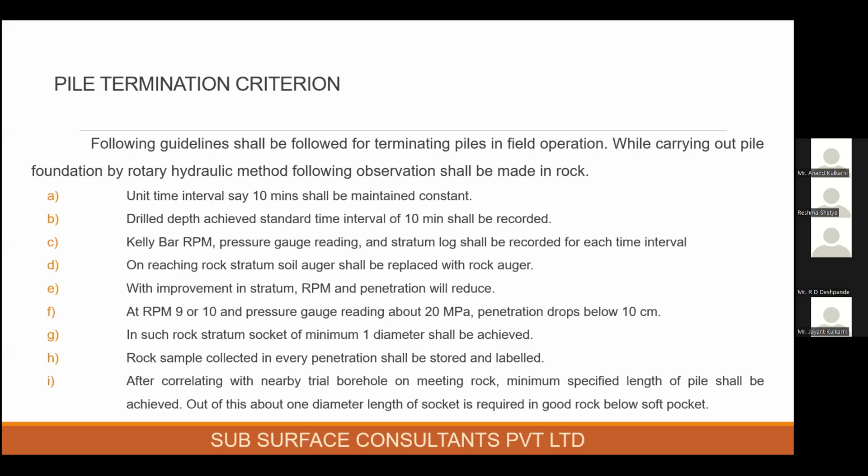So we discussed the chisel penetration energy of 225. Here the PPR would be somewhere around 4,000 to 4,500 kilonewton per meter square per centimeter penetration.